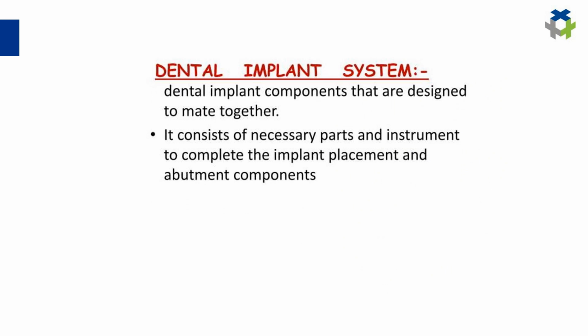Dental implant system: dental implant components that are designed to mate together. It consists of the necessary parts and instruments to complete the implant placement and abutment components.